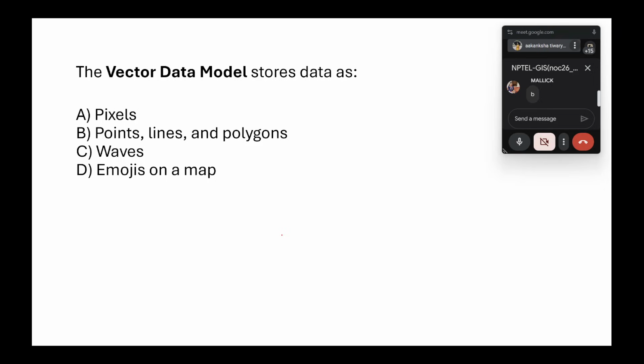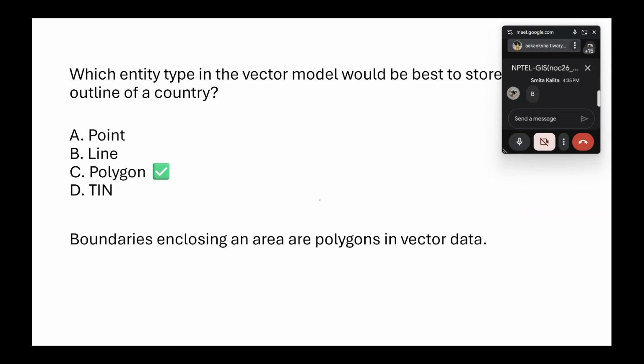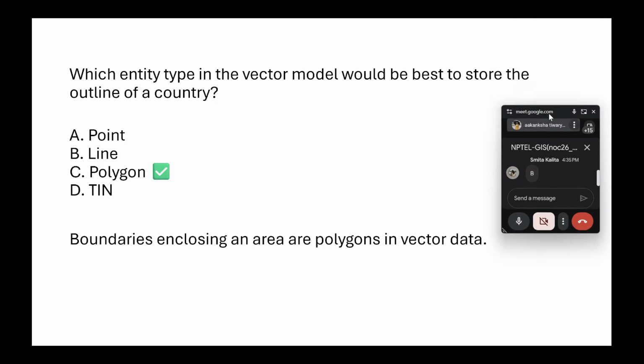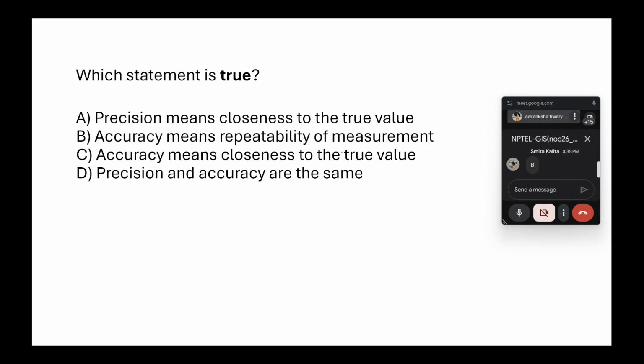Now I have a question. The vector data model stores data as first pixel. This is very clear, everybody knows this is point, line, and polygon. The outline of a country is also a polygon.